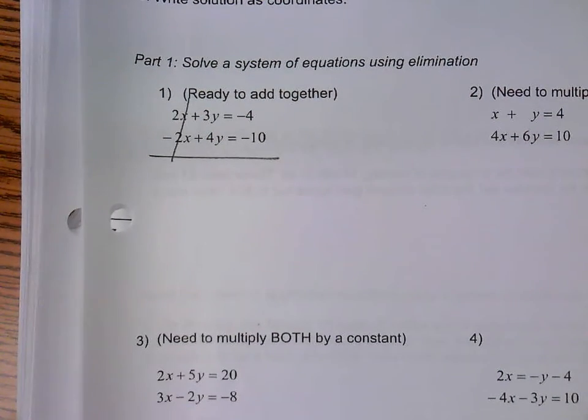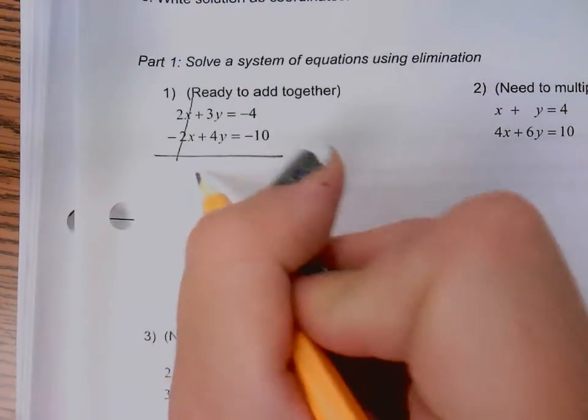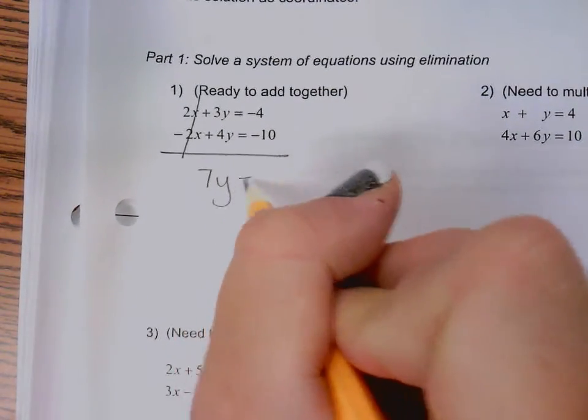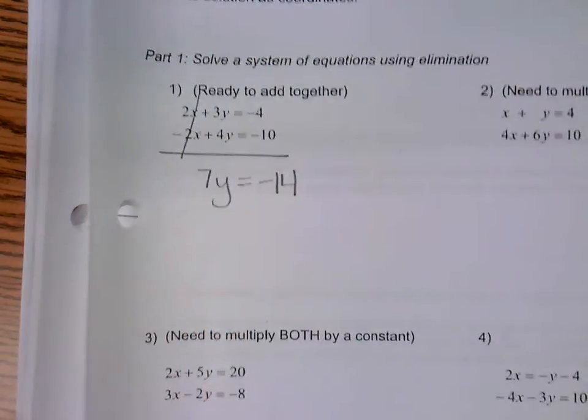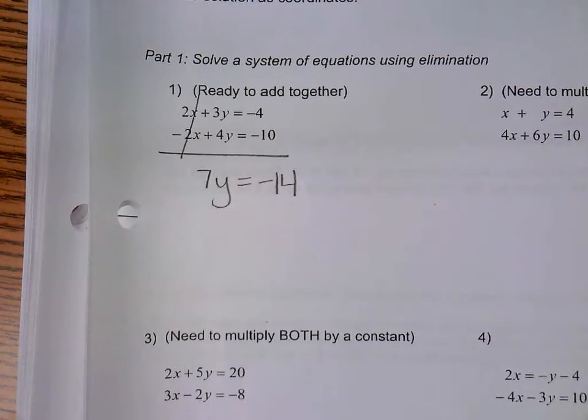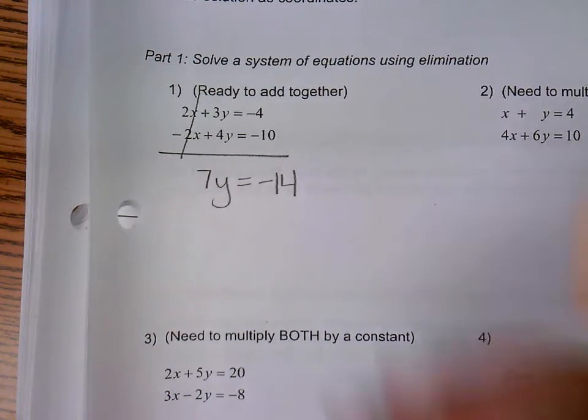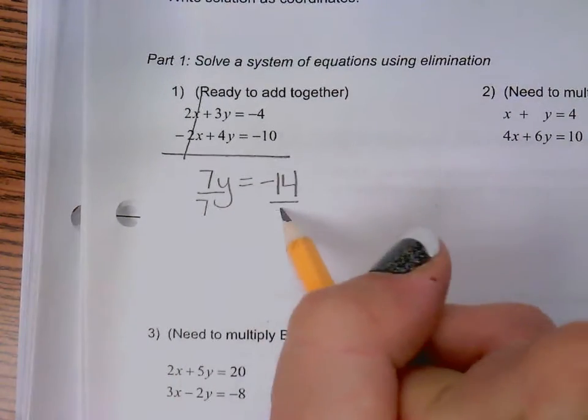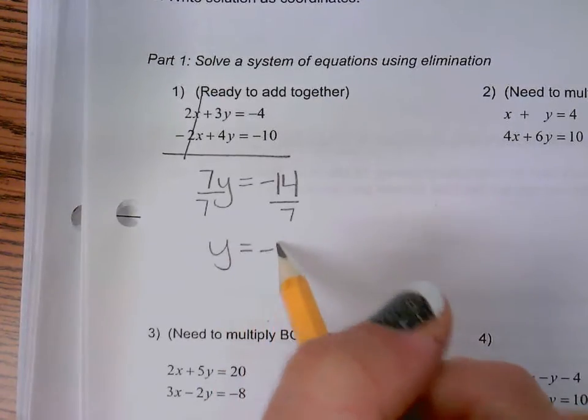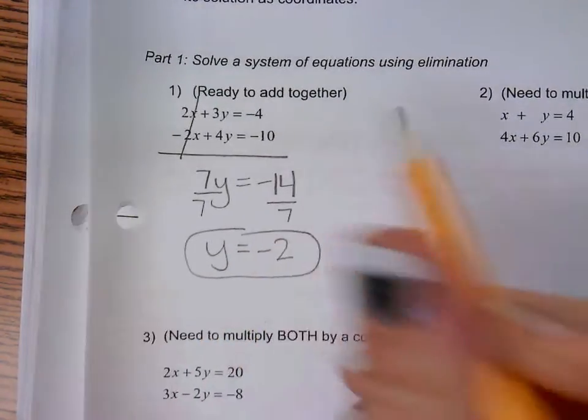If I add them together, I now have 7y equals negative 14. Do you see how easy that was to solve for y? Literally one step, and we know that y is negative 2. Divide by 7 on both sides. y is negative 2. Now this was set up ready for elimination.